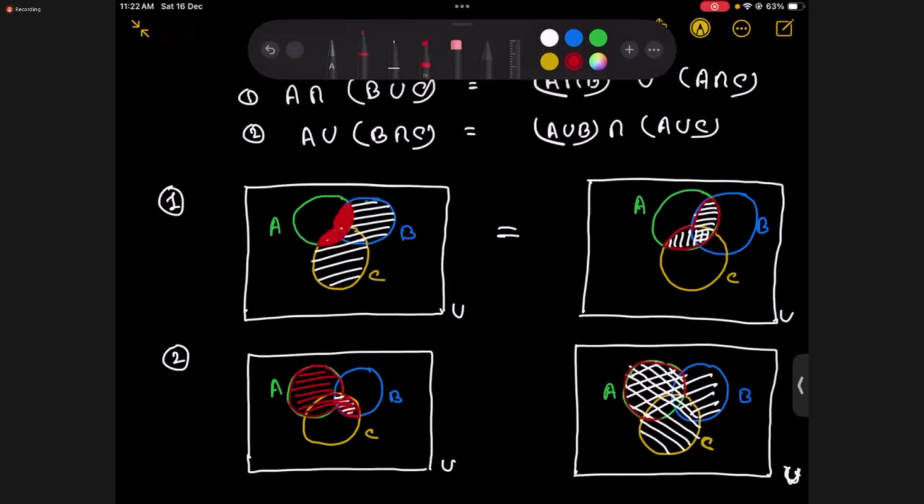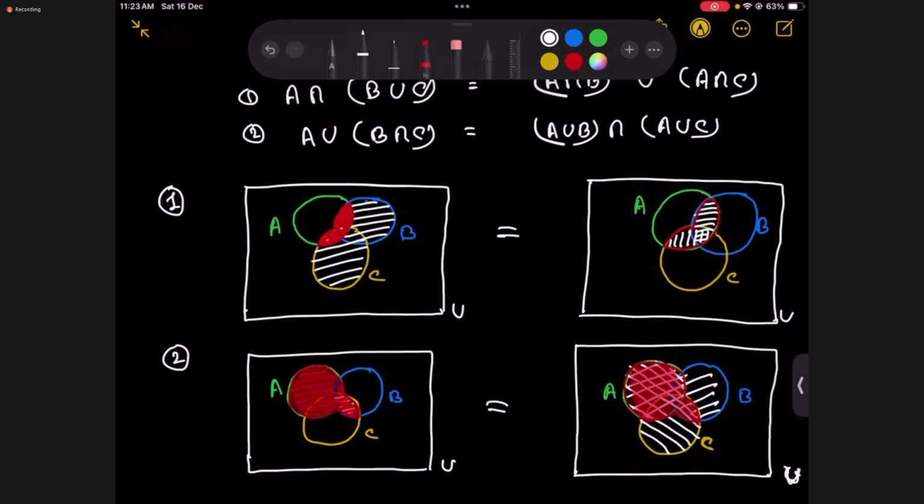And this part. So we are obtaining this part. Similar like this. Okay. So yeah, we are now clear that these two sets are same. A union B intersection C is equal to A union B intersection A union C.